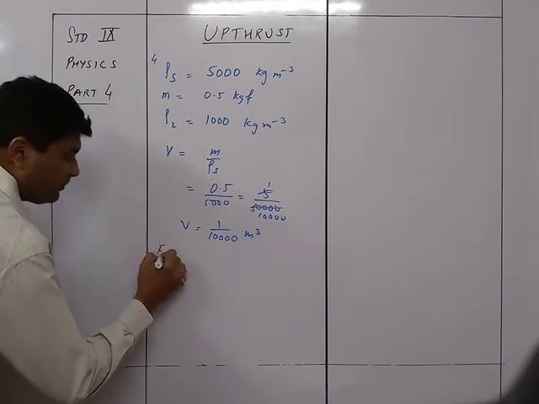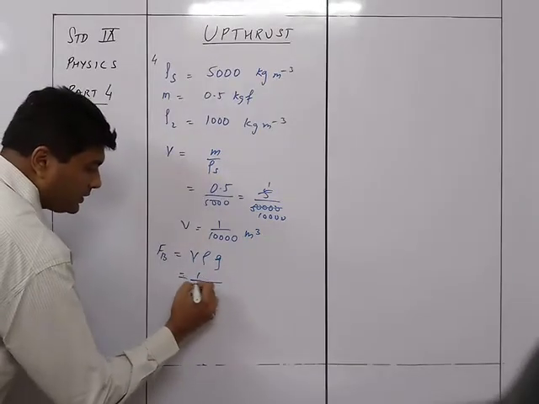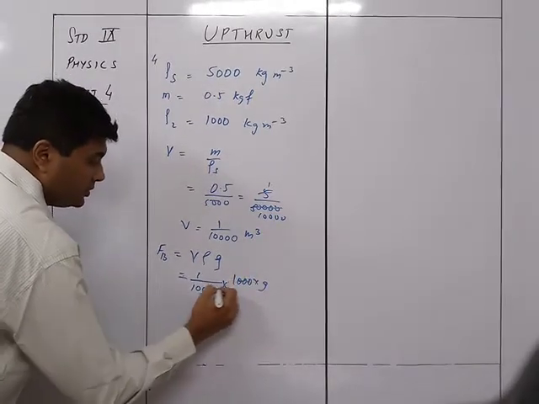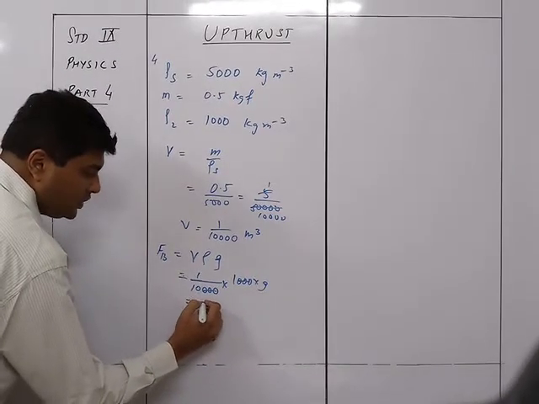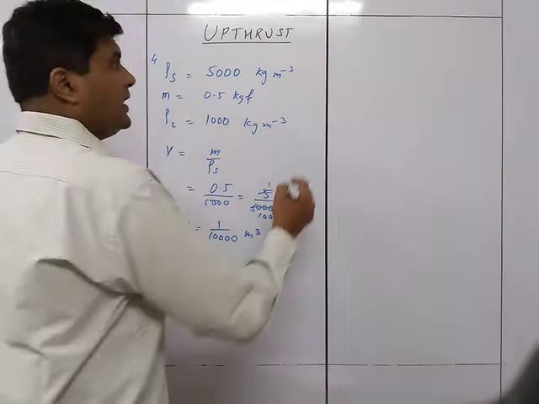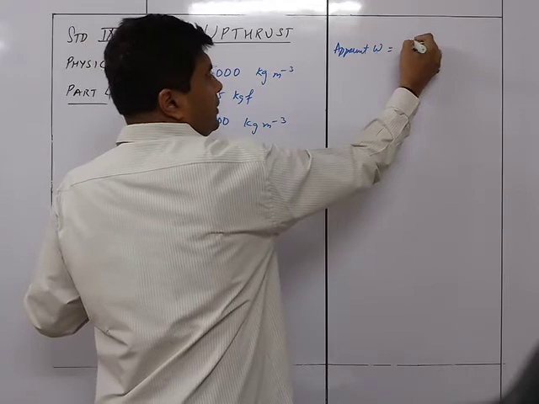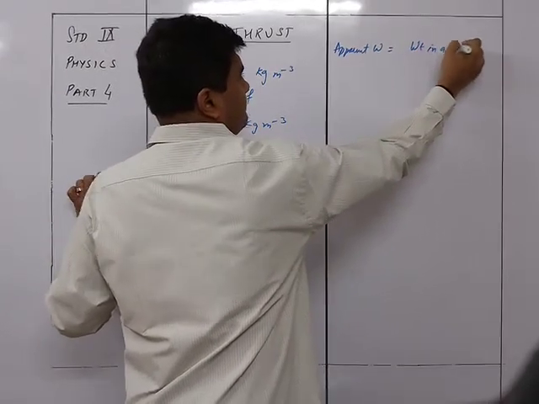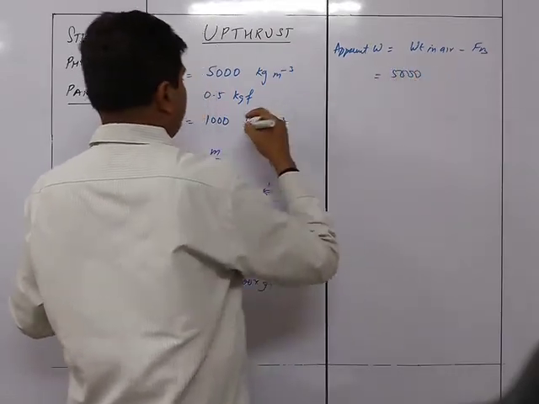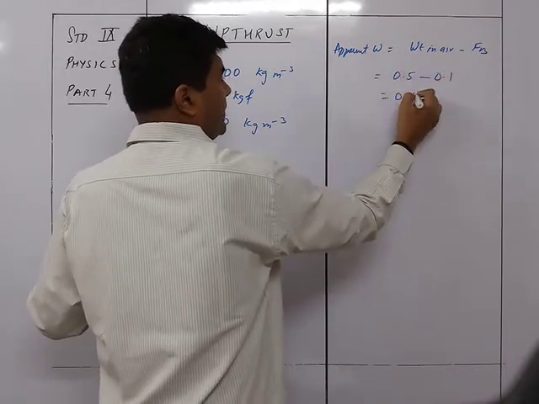Now we know that FB is equal to V rho G. So 1 upon 10,000 into 1000 into G. So that's going to be 0.1 kgf. So we know over here that apparent weight is equal to weight in air minus FB. That is 0.5 minus 0.1, which is 0.4 kgf.